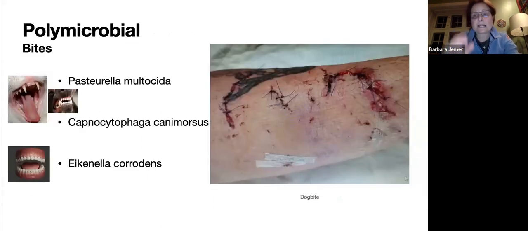Polymicrobial infections are the next most common thing. We commonly get them from bites, and mouths are the most dirty things on earth. So you have particularly Pasteurella, which is in about 50 to 80% of cat bites, but also 25% of dog bites. Dog bites have another potentially fatal infection with Capnocytophaga, and I'm not even going to say the last one because it's a fatal infection in immunocompromised hosts. You see the sort of theme here.